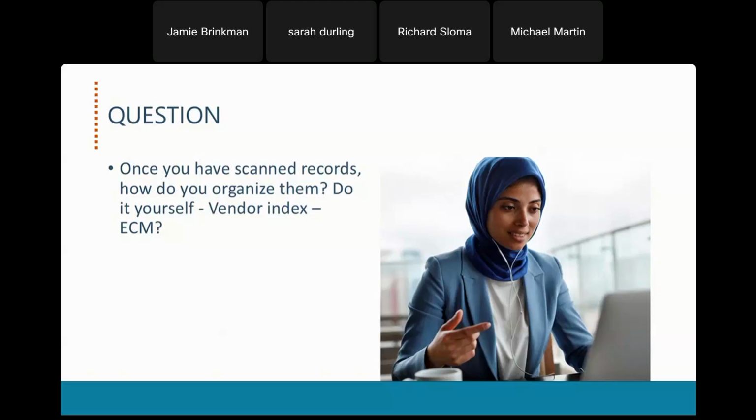But the thing we want to make sure people understand is it's great to scan all of these records, but you want to make sure that you can organize them, find them, and whatever system you're using, whether you're doing it yourself or you're using a content management system, that you are able to remove those records and move them to something else when that is necessary.